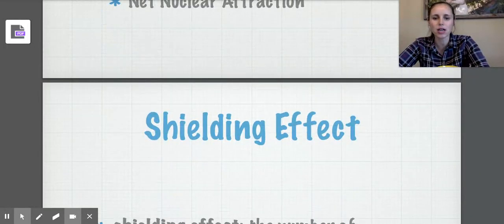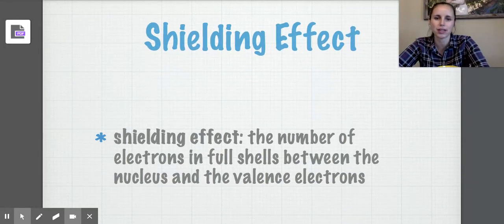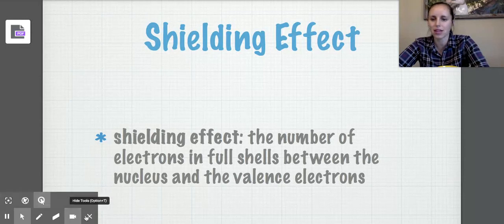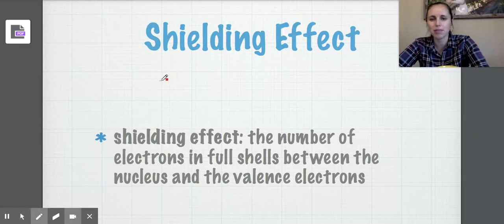So let's first talk about what shielding effect is. Shielding effect is the number of electrons in a full shell between the nucleus and the valence electrons. That sounds way more complicated than it needs to be. Essentially, let's say we've got our nucleus here, and remember that our nucleus is made up of a positive center. Shielding effect is essentially just the number of full shells that are in the way.